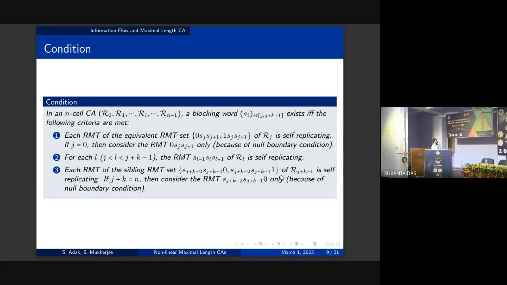And the idea we have used here is the self-replicating RMTs, with the concept of equivalent and sibling RMTs.